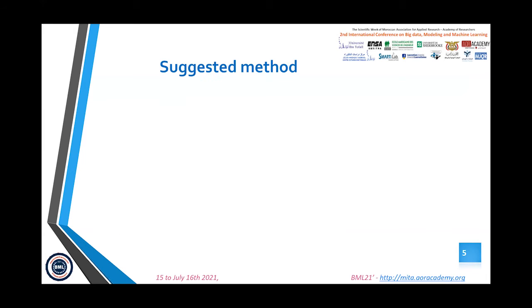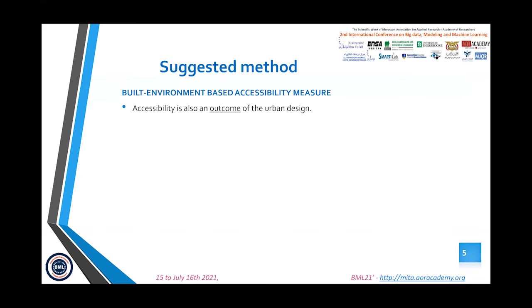That's why the aim of this work is to highlight the fact that accessibility is also an outcome of urban design. Thus, we present a new method based on fuzzy logic to assess accessibility according to the urban characteristics of the area. This method, we call it built environment-based accessibility measure.